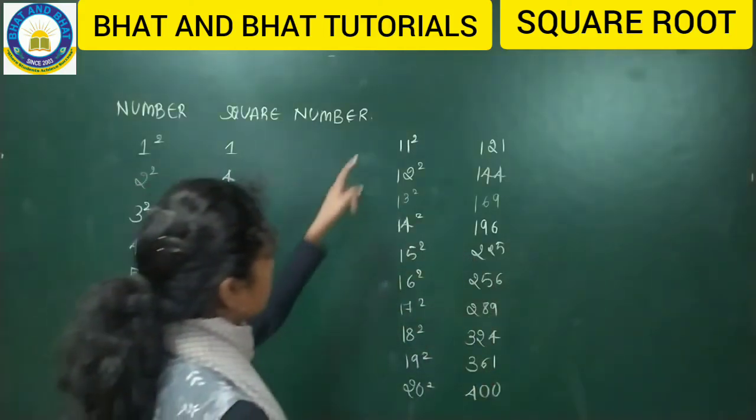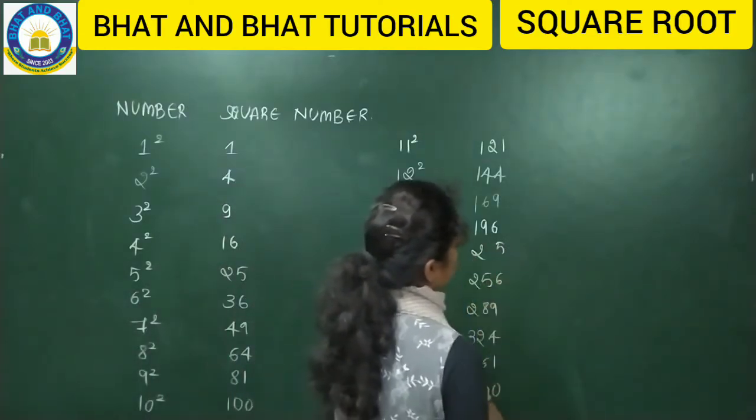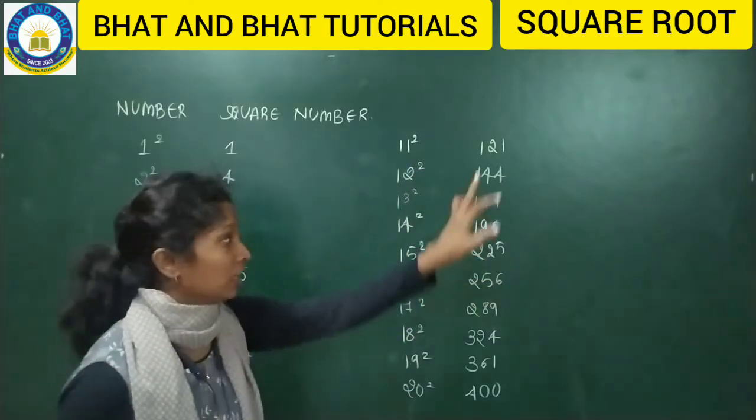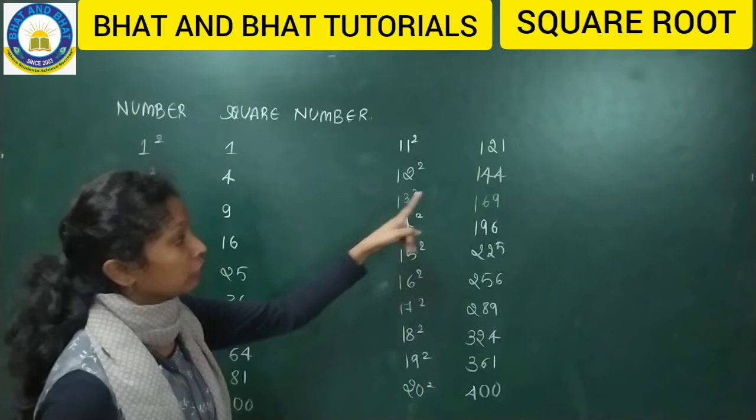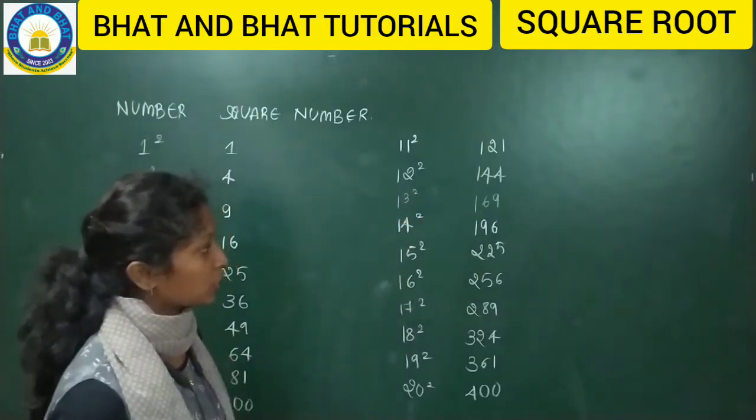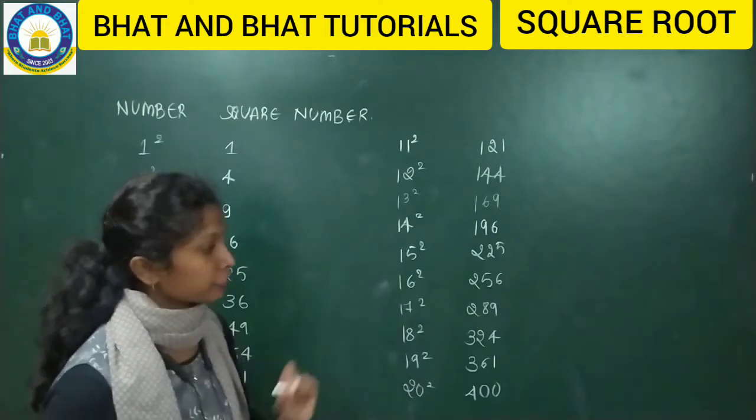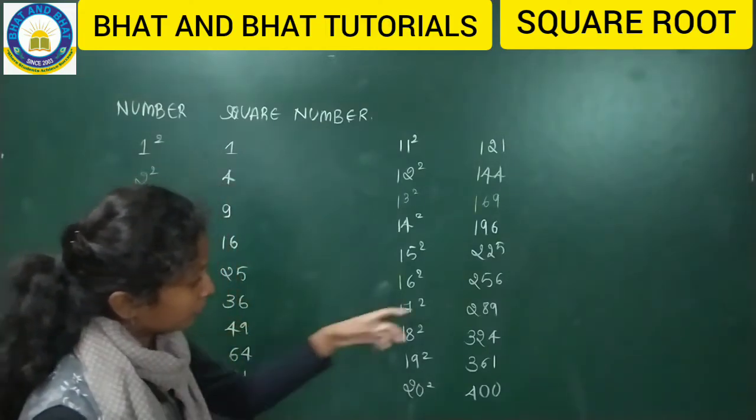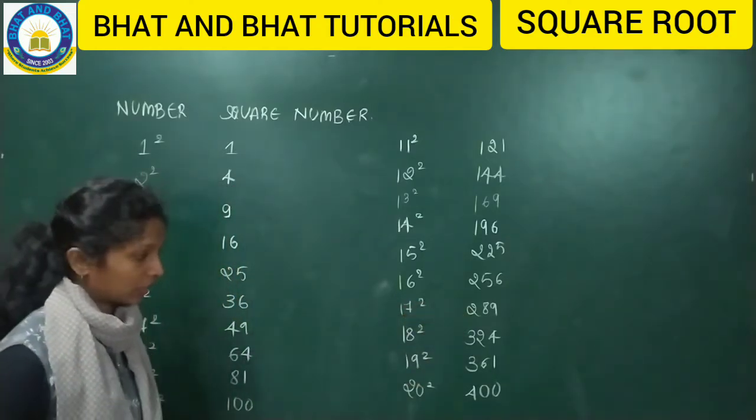So this is about your squares from 11 to 20. Even this is also very much important. You have to know that 11 into 11 is 121, 12 into 12 is 144, 13 into 13 is 169, 14 into 14 is 196, 15 into 15 is 225, 16 into 16 is 256, 17 into 17 will give you 289.